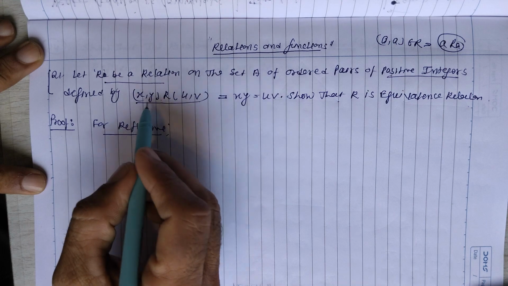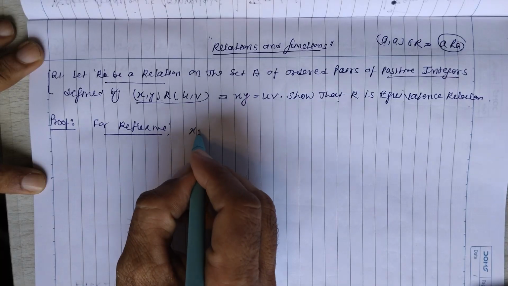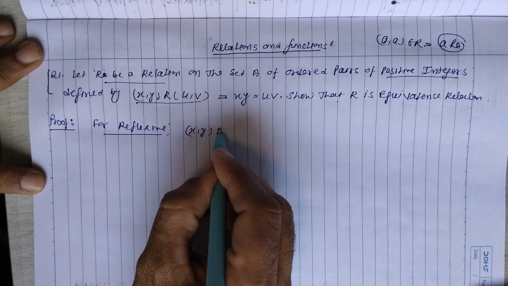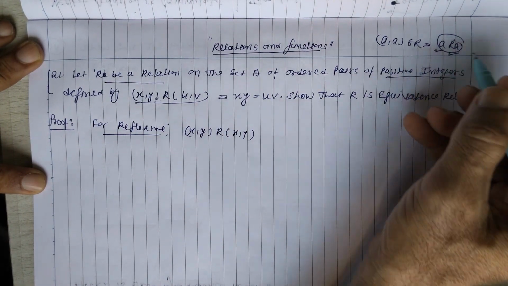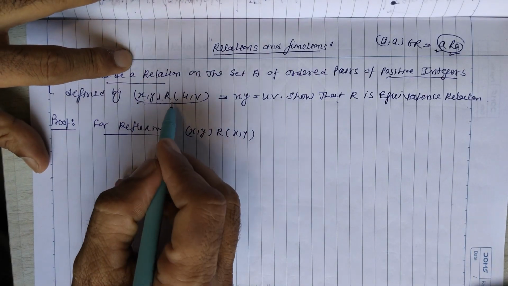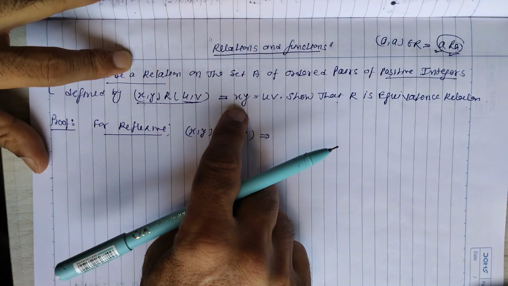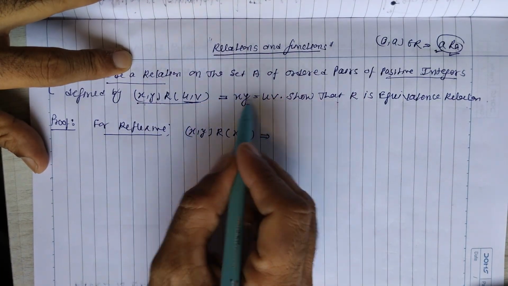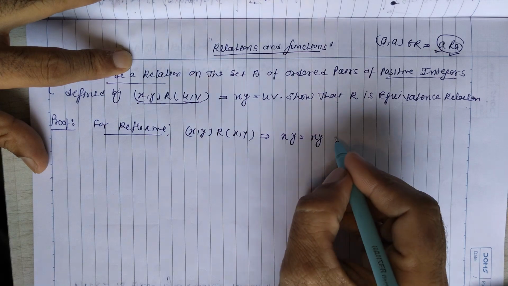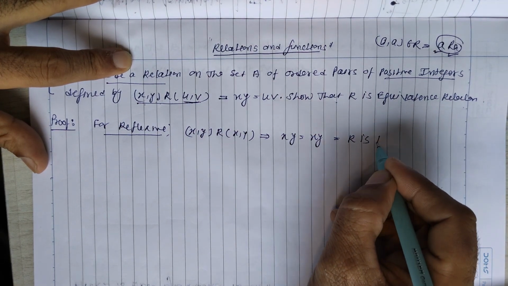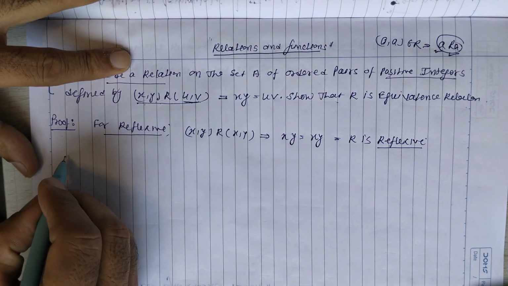So A related A, where (x, y) is A and (u, v) is B. So we can write (x, y) related (x, y), A related A. Before and after we have A. So what is the result? Xy, this into this is equal to this into this. So xy is equal to xy. We know that both are equal. It shows that R is reflexive. Correct.